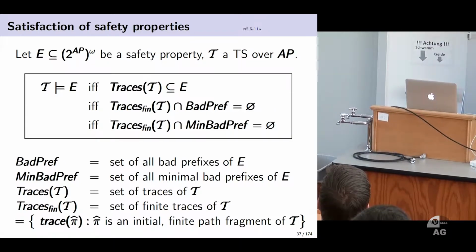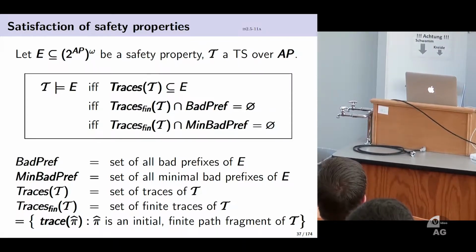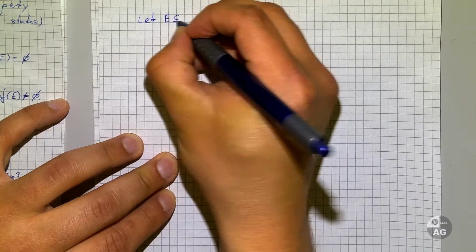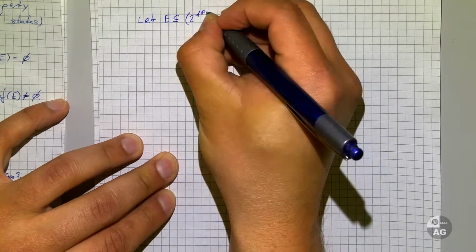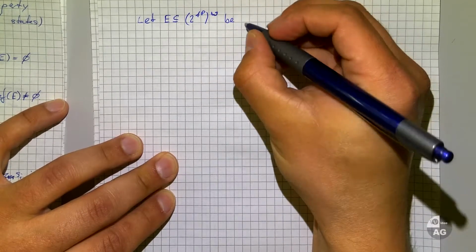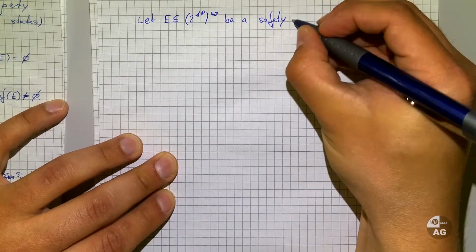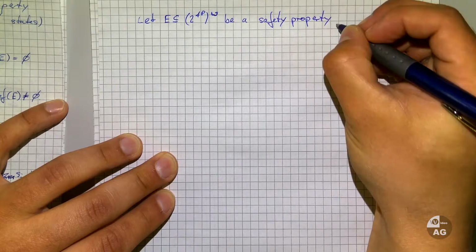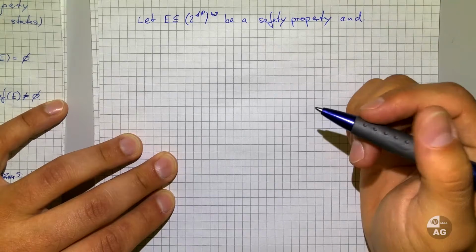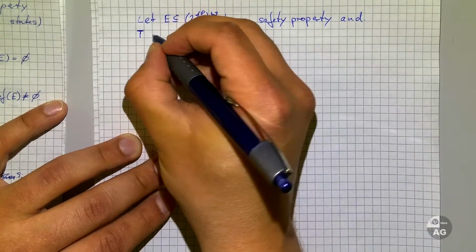So we have a subset of the infinite words over sets of atomic propositions. And in particular, we assume that it's a safety property. Recall what that means from the definition. That means for every word that's not in the property, we can find a finite prefix such that after this finite prefix, no matter how you extend it, it's not in the property. And we're going to say that T is a transition system without terminal states.